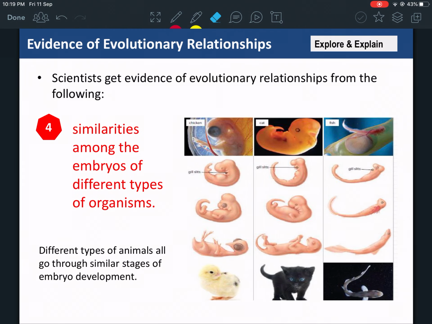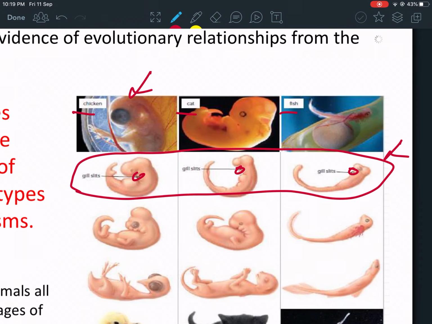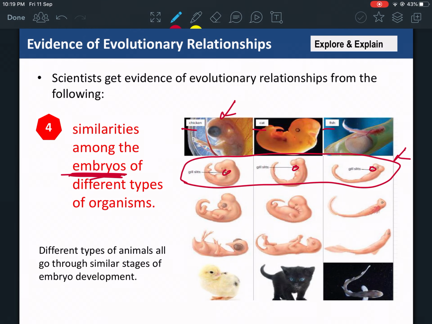The 4th would be similarities among embryos. This proves common ancestry for them. For scientists, they believe that this proves common ancestry. Embryos are basically the species when they are still inside the mother's womb or egg. Like, look, this is chicken, cat, and fish. This is how they start out. They believe this because these 3 have gill slits when they were in the womb or in the egg.